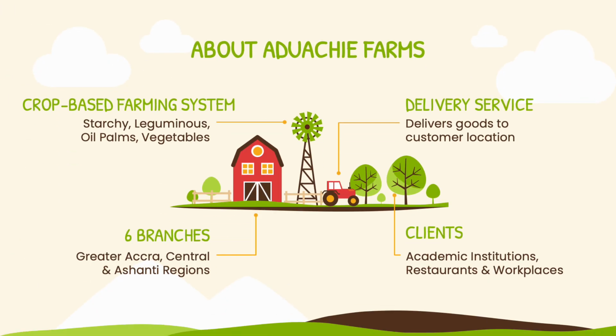The company focuses mainly on starchy foods, leguminous foods, oil palm, and vegetables. Thus, it's a crop-based farming system without the animals in place. It has three branches in the Greater Accra region, Central, and Asante regions. Due to the mass amount of goods it produces, the farm has its clients being academic institutions, restaurants, and workplaces, and was recently, in 2017, awarded a government contract to supply high schools with food to support the free SHS system.